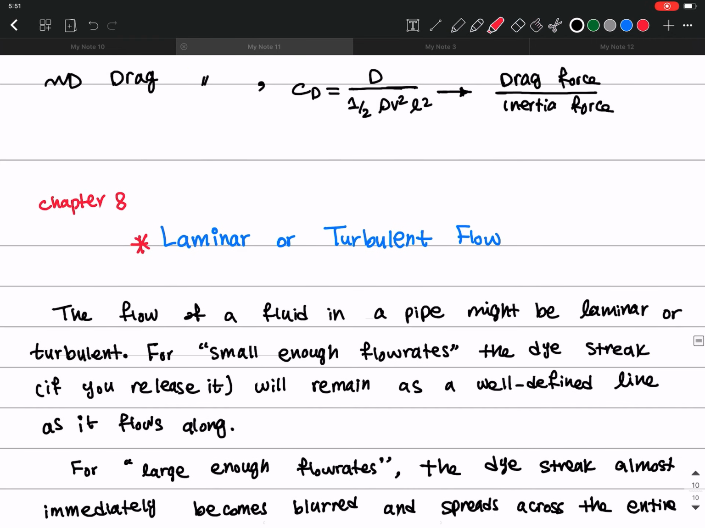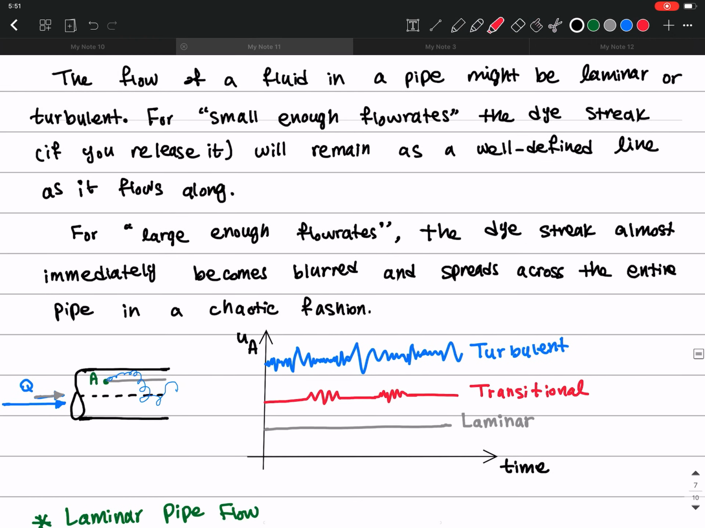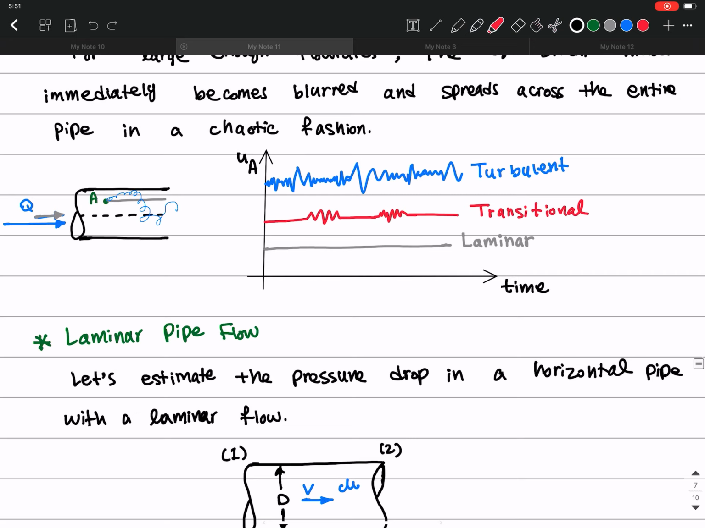Okay, so let's briefly review what we learned today. We started with laminar or turbulent flow. Laminar is the one where, when you release a dye, the streak flows along a well-defined line, and the velocity is constant in time at one point. For turbulent flows, you have chaotic motions, and the velocity at one point can change chaotically, okay?